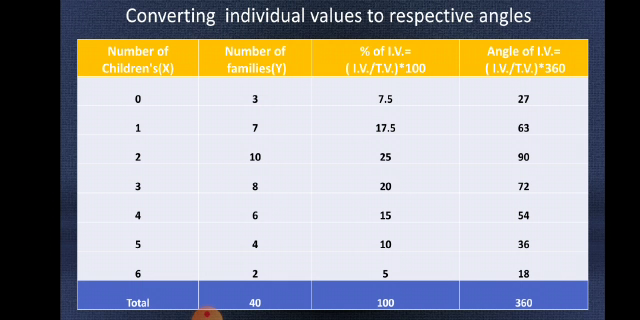The next step is to go to the paper. Using the scale, cut 27 degrees in the circle, then cut 63 degrees in the circle. Like that, you cut the circle 27 degrees, 63 degrees, 90 degrees, 72 degrees, 54 degrees, 36 degrees, and 18 degrees, and the total will be 360 degrees.